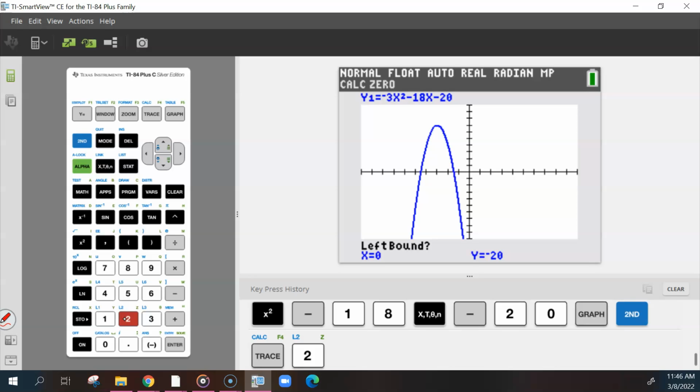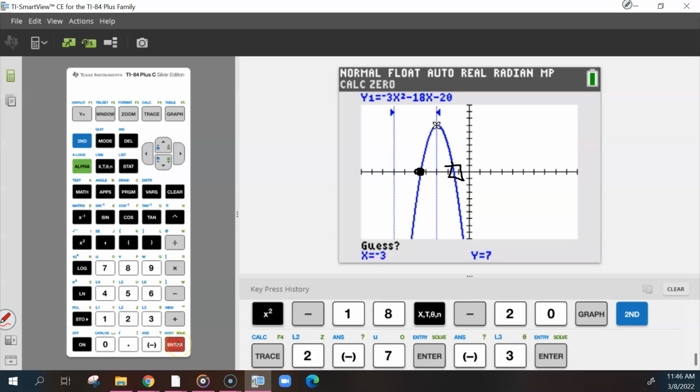We need a number that is to the left of this, but that doesn't go past this. Negative 7. And something in between here, I could say negative 3. Then we would have boundary lines. We could hit enter. Negative 4.5 through 8.